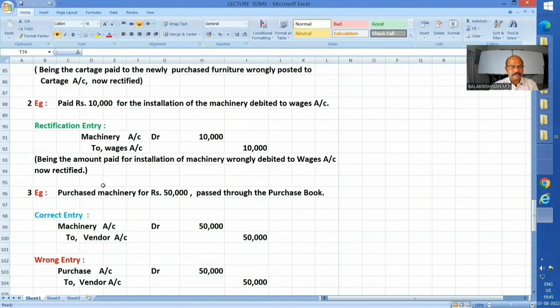Okay. Second, paid rupees 10,000 for the installation of the machinery debited to wages account. Any expenditure incurred in connection with installation or procurement of an asset has to be debited to the concerned asset account itself and not to the relevant expenditure account. So, analyze in the way I explained just before. In respect of the above mentioned entry, you will arrive at machinery account debited to wages account, being the amount paid for installation of machinery wrongly debited to wages account, now rectified.